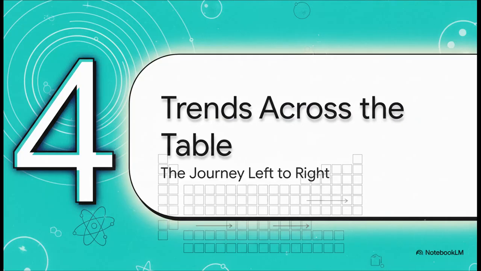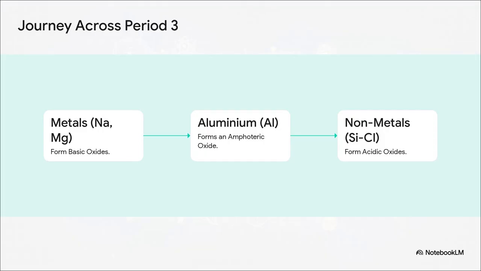Okay, so we've seen that going down a column is like visiting a family where everyone has a similar personality. But what happens if we take a road trip across a row? Well, that tells a whole different story. It reveals a clear, predictable pattern. Let's take a little walk across period 3.